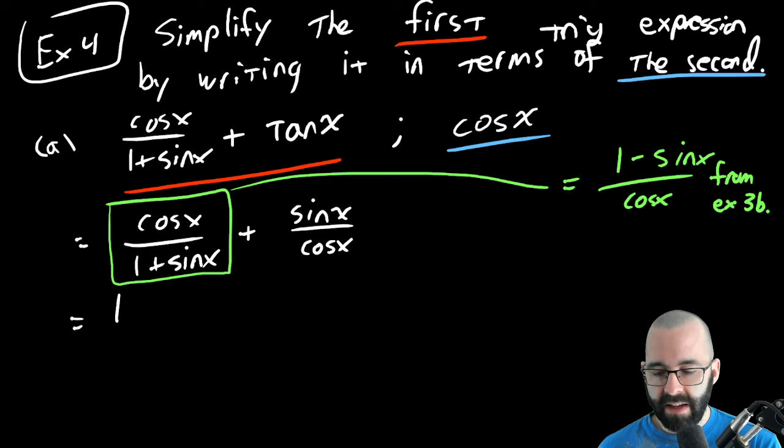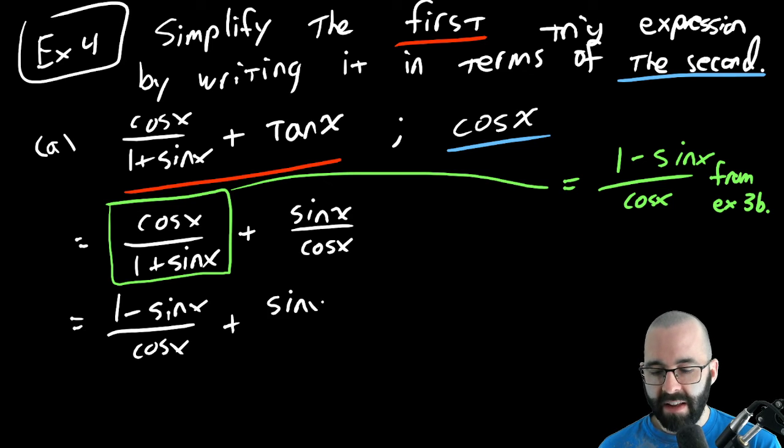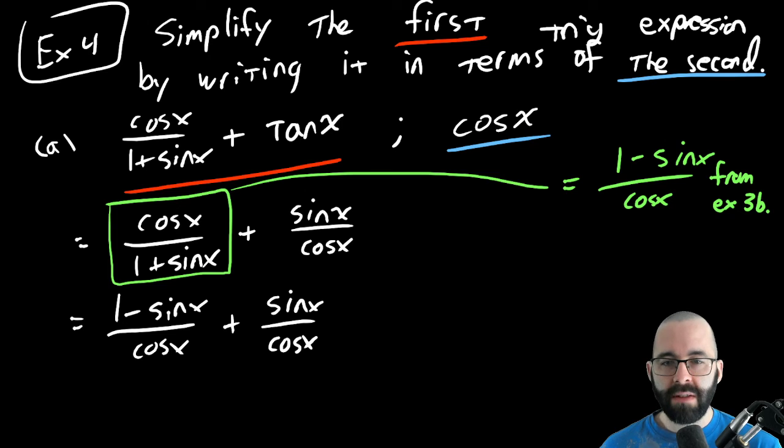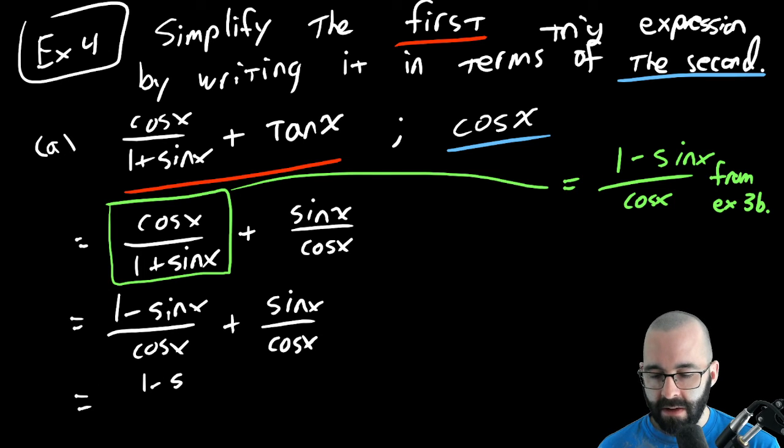So if we write it like this, 1 minus sine x over cosine of x, now we can simplify this much more easily because now our denominators are the same. 1 minus sine, we can add positive sine to that and they'll cancel. Whenever you have two fractions with the same denominator, you can combine the numerators.